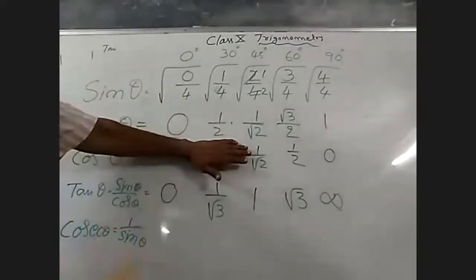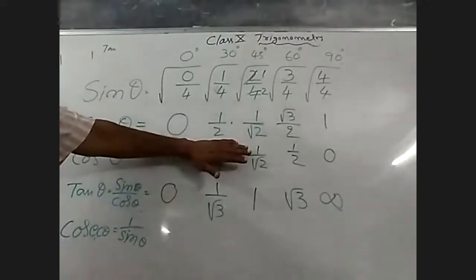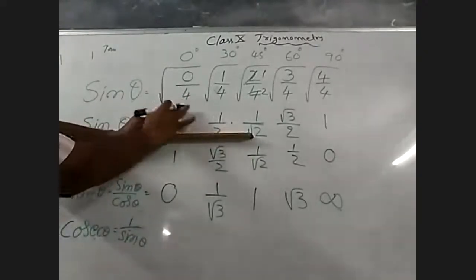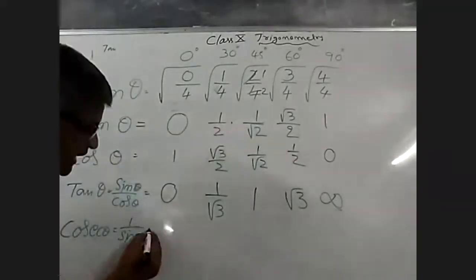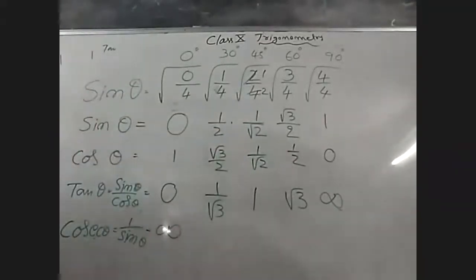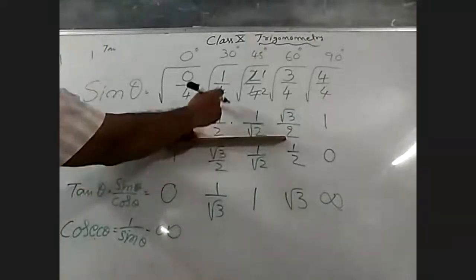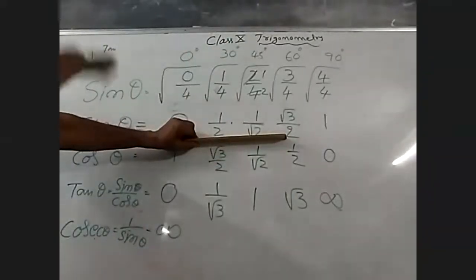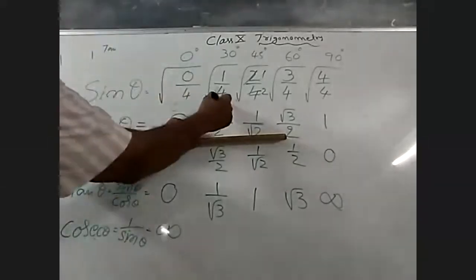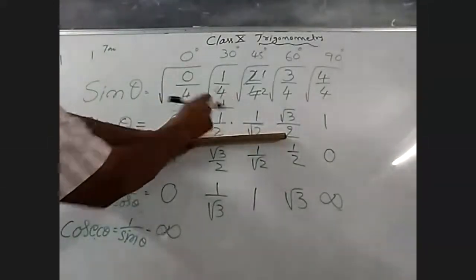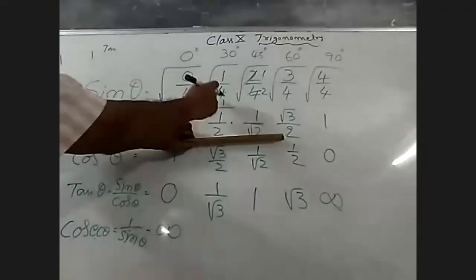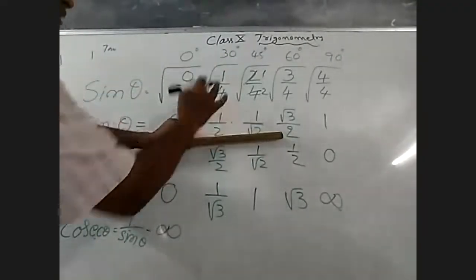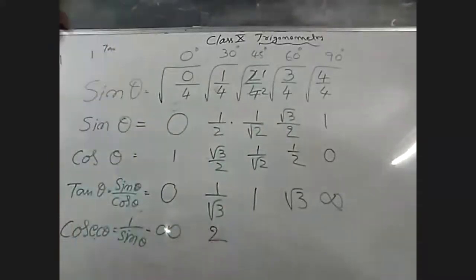1 by 0 means division by 0, which is infinity. So you write infinity here. Again, sin 30 is half. Therefore, cosecant 30 means 1 by sin 30, which is 1 by half. That is nothing but 2.